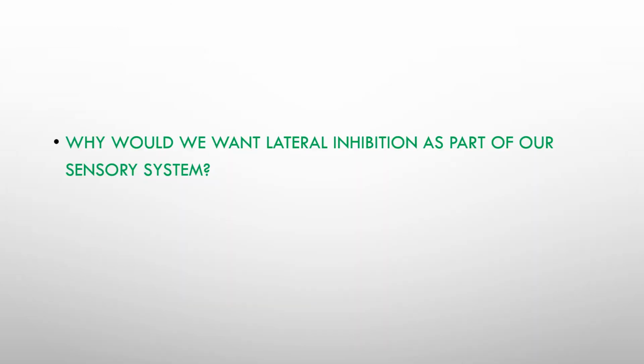And here's a thought question in green for you to pause and think about: why would we want lateral inhibition as part of our sensory system? I'm going to tell you that we don't want to see absolute amounts of light. What we want to see are relative amounts of light. That helps us to see the changes when something changes in our environment. That's what relative amounts of light allow us to see.